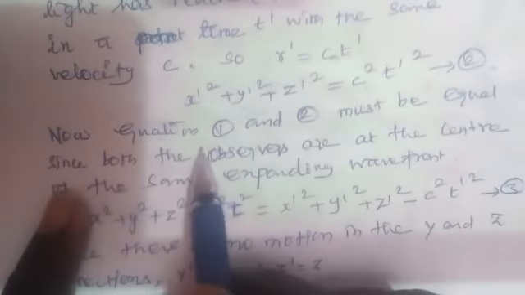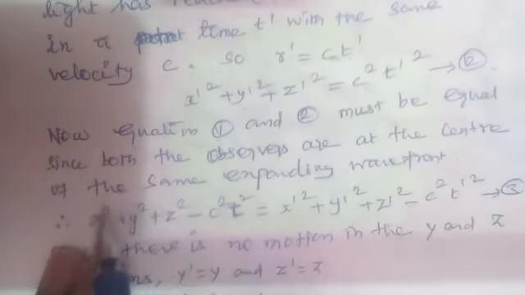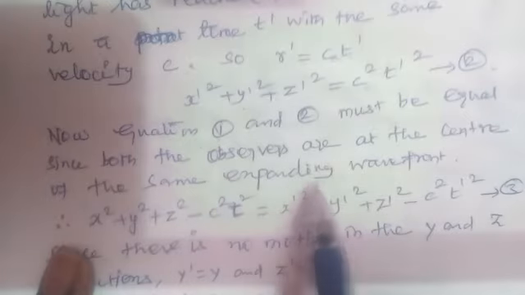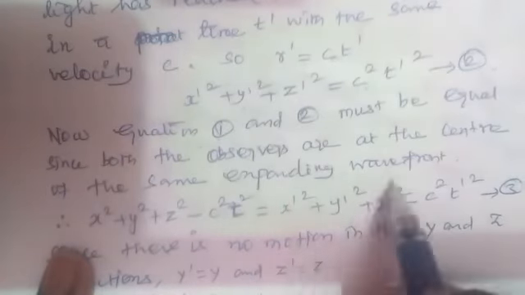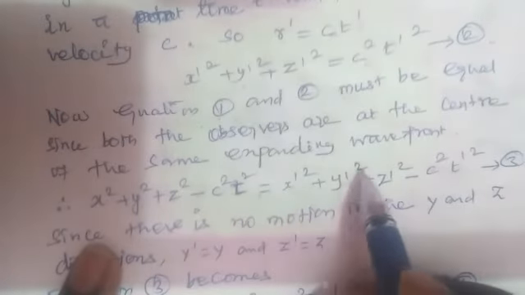Now equating 1 and 2, they must be equal, since both observers are at the center of the same expanding wave front. So x square plus y square plus z square minus c square t square is equal to x dash square plus y dash square plus z dash square minus c square t dash square. This is equation number 3.